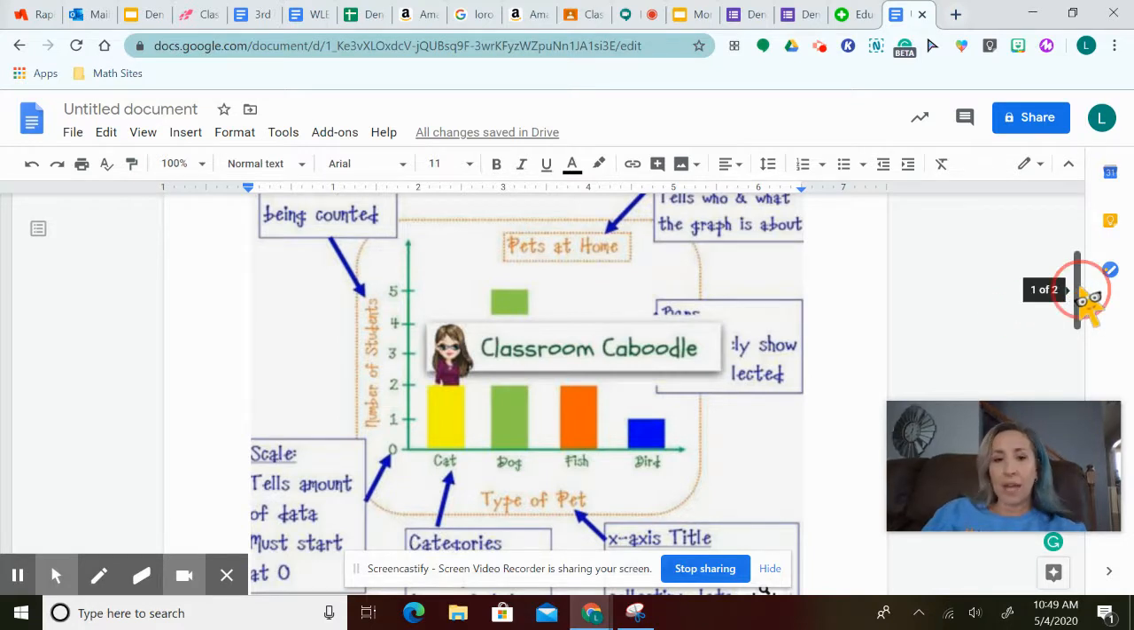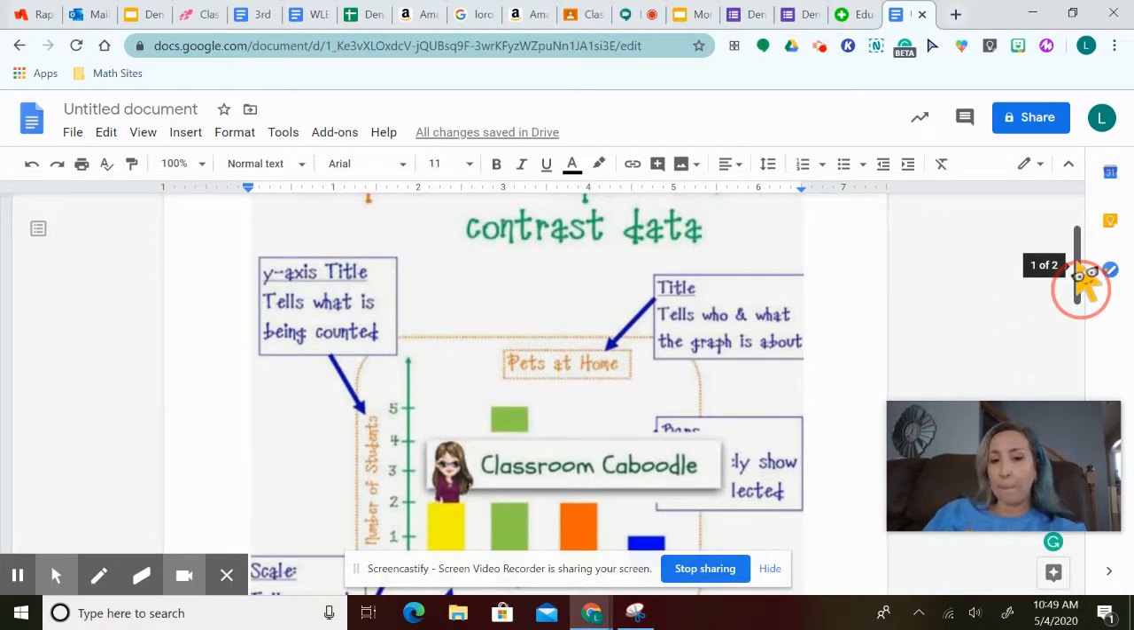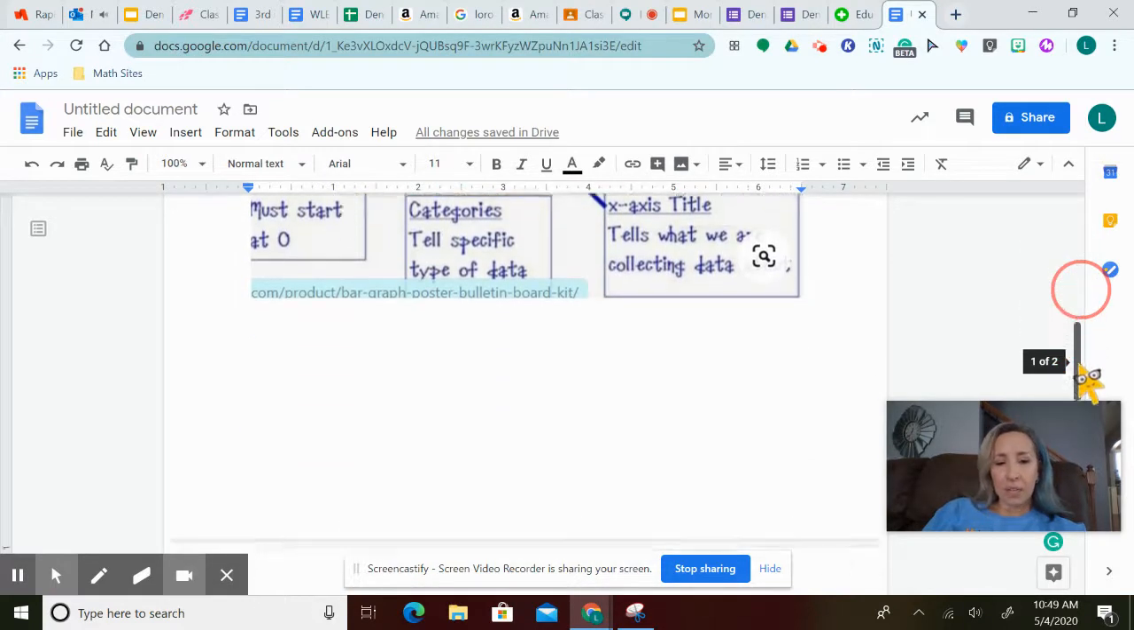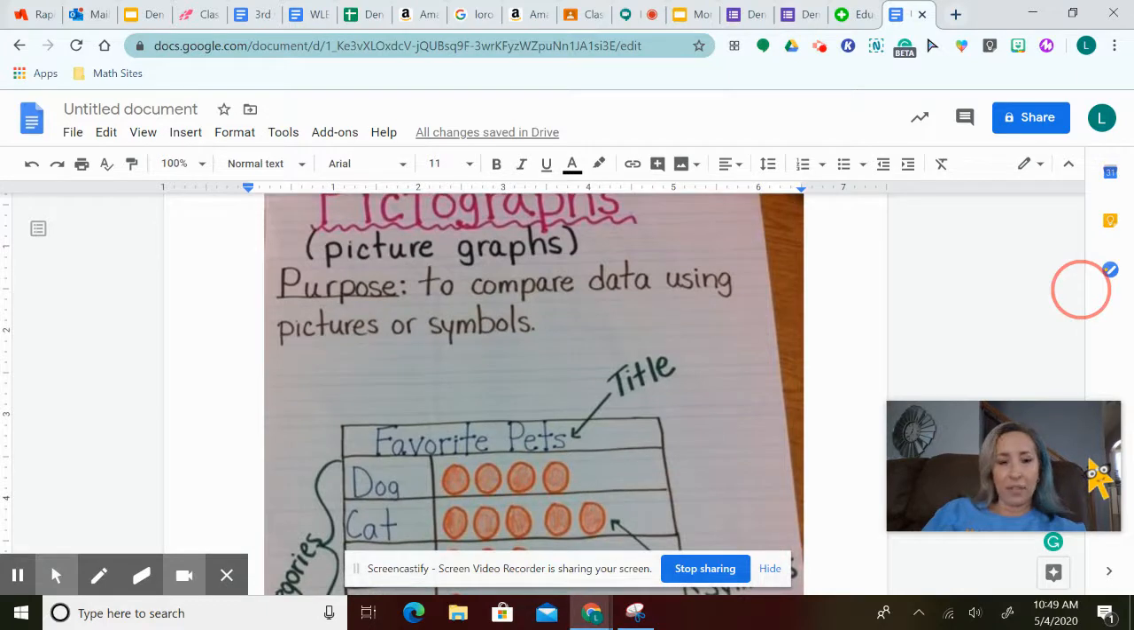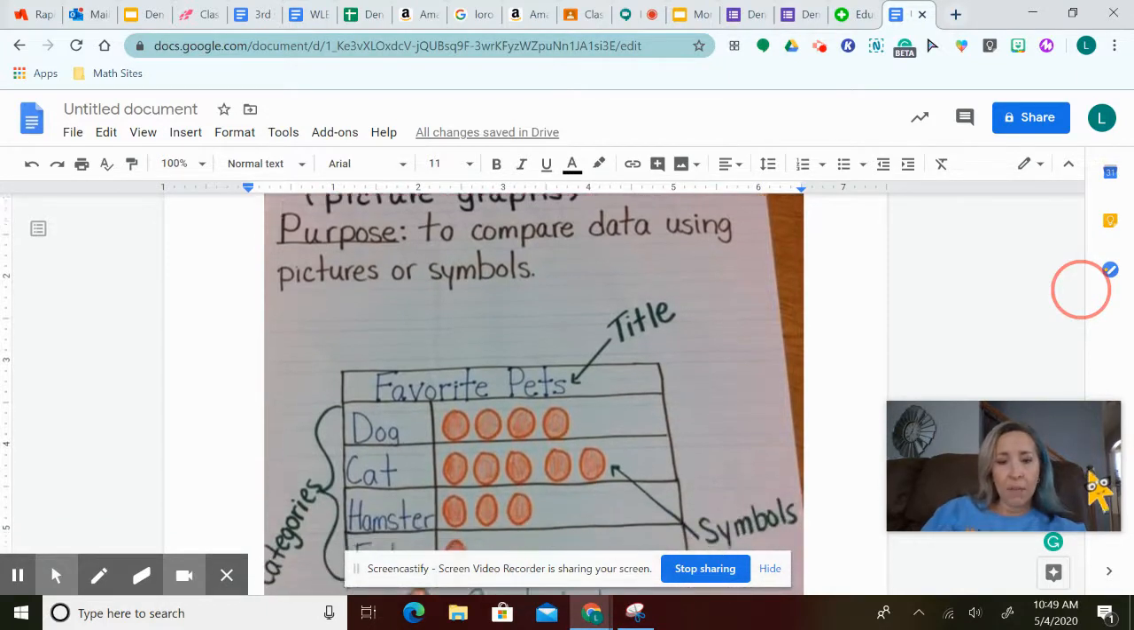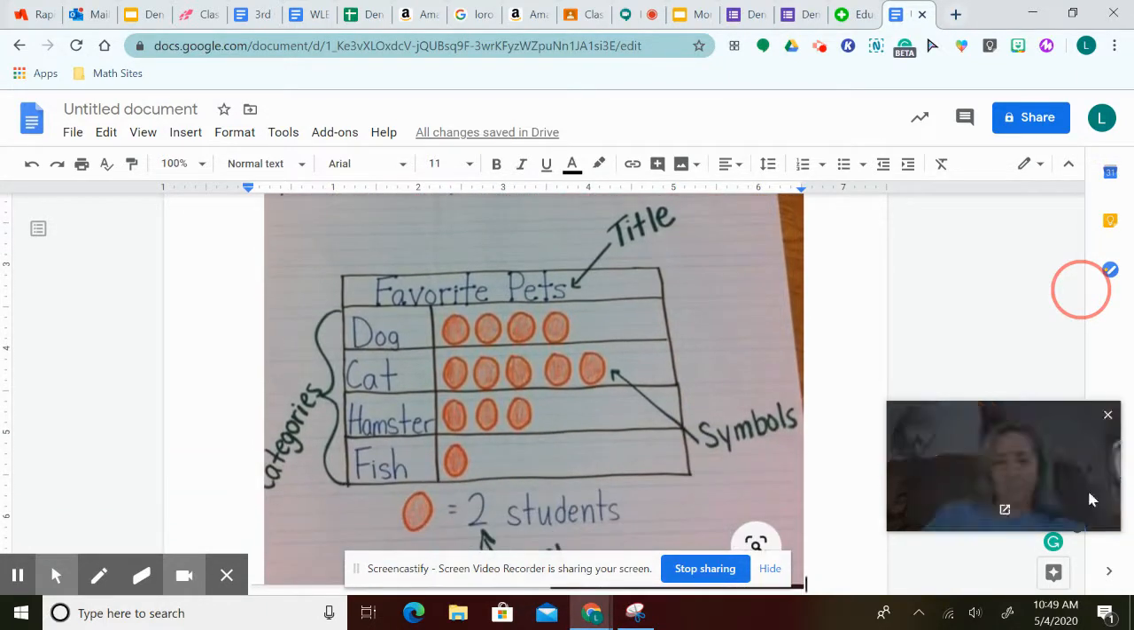All right, so that is a quick review of a bar graph. Okay, now let's talk about a pictograph. If you choose to represent your fitness moves using a pictograph, it has some of the same things as a bar graph, and some of the things that are different. So again, you have to have a title. Mine would be my fitness moves, not my favorite pets. Okay, so we want to have a title on our pictograph.